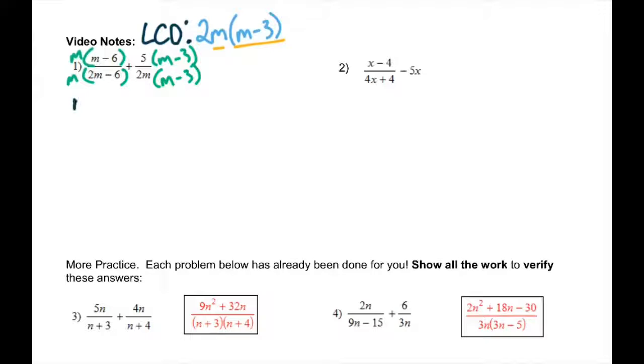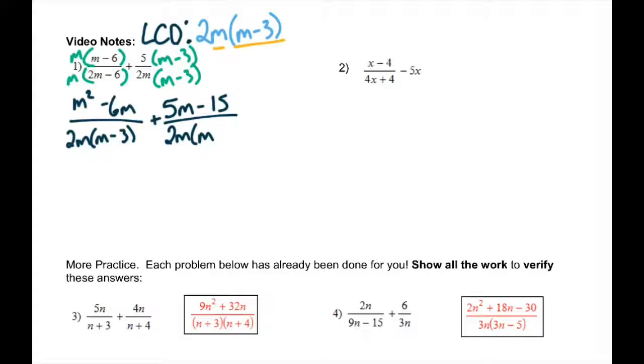And then we're going to distribute in the numerator. So we'll get m squared minus 6m. And in the denominator, we have 2m times m minus 3. In the right one, I'll distribute that 5. We get 5m minus 15 over 2m times m minus 3.